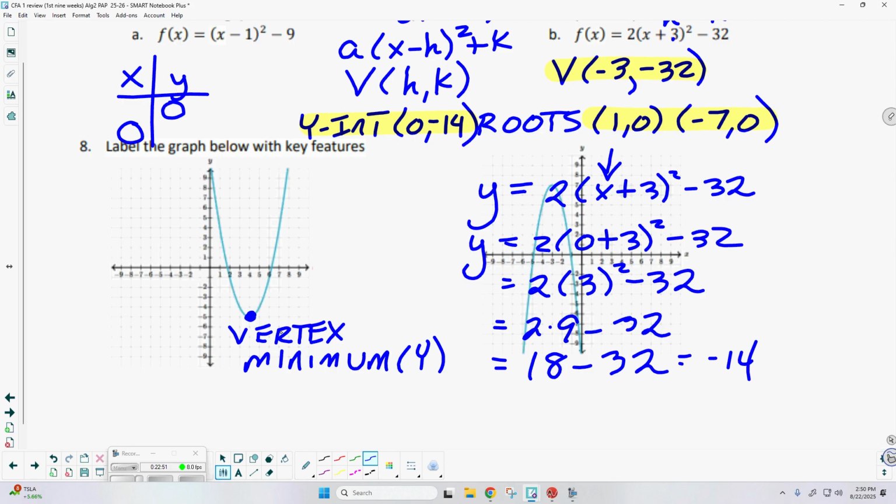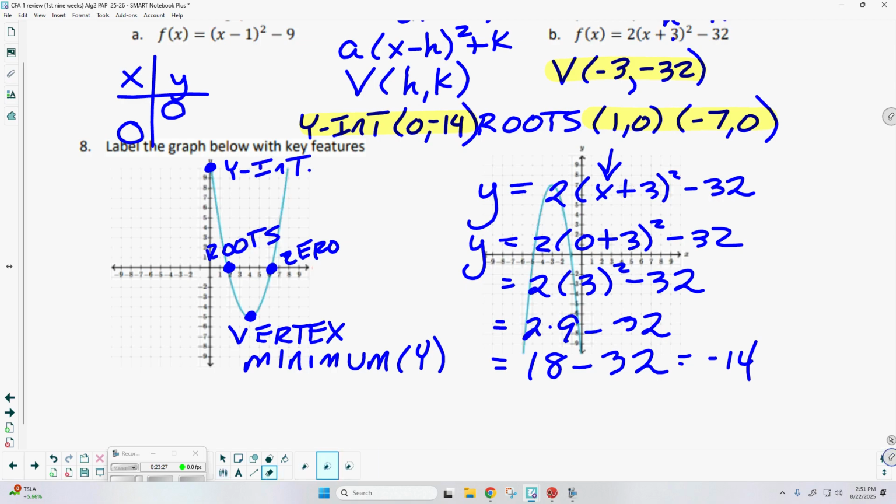What are these right here? Those are zeros. So I can call this one a 0. But besides zeros, they're both zeros, there are other names we could use. They are x-intercepts. They're also called solutions. You might also see them referred to as roots. But all those are synonymous with each other. What's this one right here? That's the y-intercept.